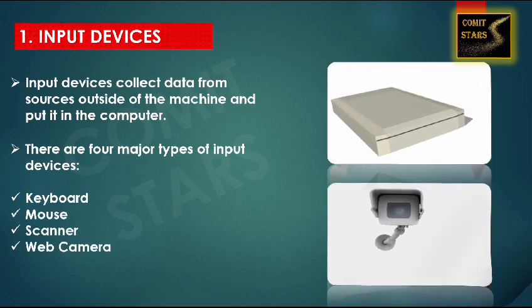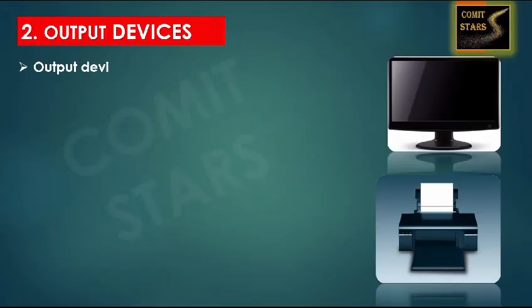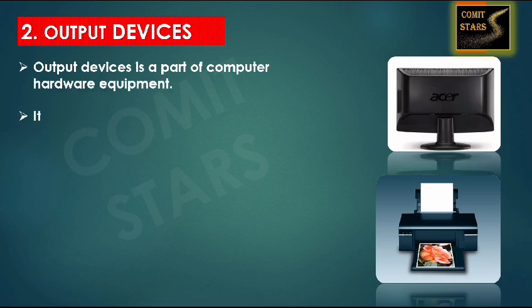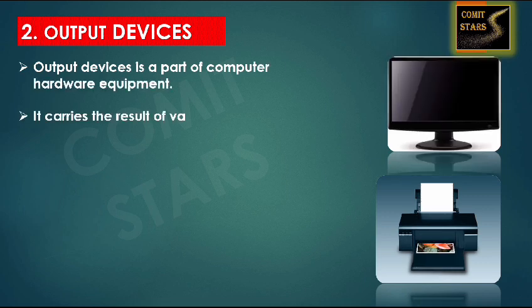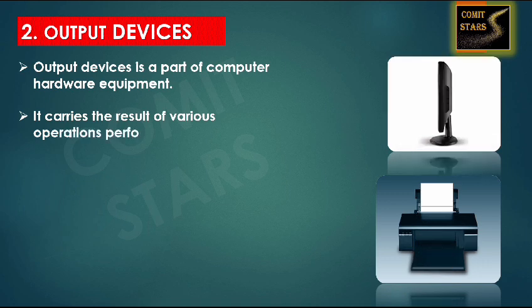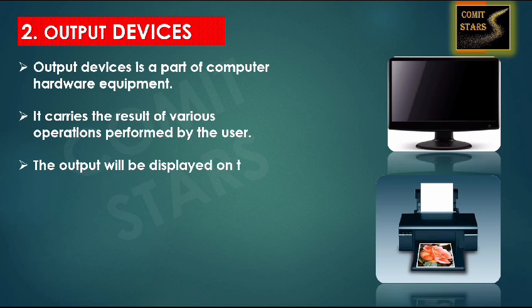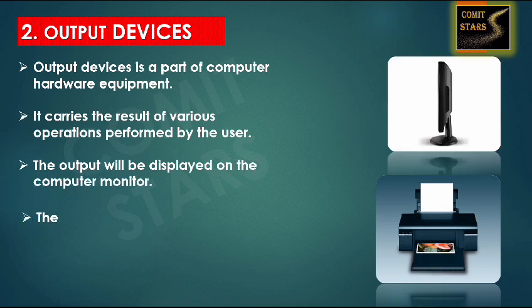Output devices. Output device is a part of computer hardware equipment. It carries the result of various operations performed by the user. The output will be displayed on the computer monitor. There are two types of output devices: monitor and printer.